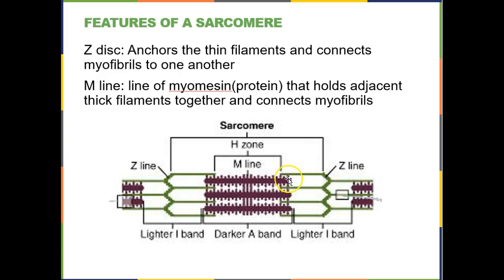Then that thick filament has running down the middle what is called the M line. This is a protein called myomesin that connects all of the thick filaments to each other and prevents them from moving independently. So you have thick filaments all connected to each other in the middle, and ultimately connected to the cell membrane, and then the thick filaments connected to the thin filaments, which are connected to the Z line.